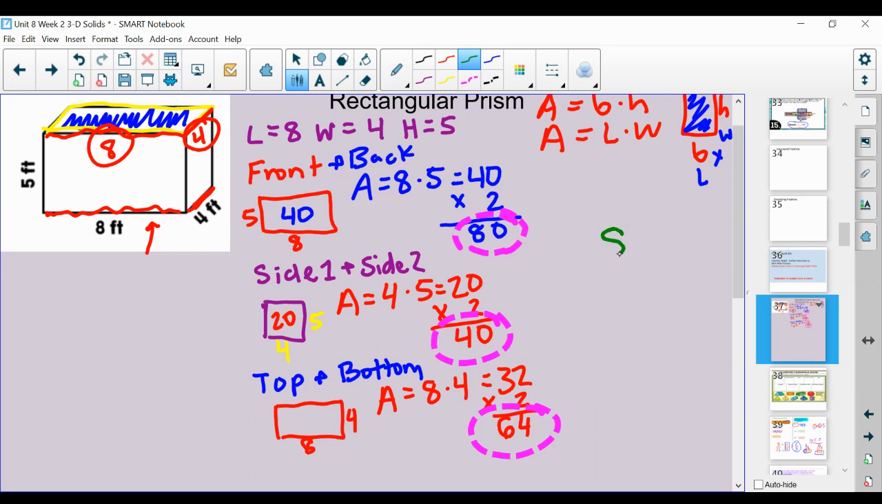Please be careful about doing this because it would be a real shame to do all that work and then not get the right answer because you added wrong or regrouped wrong. Okay, here I'm going to group these two into a 10, and 8 is 18. 184 feet square.